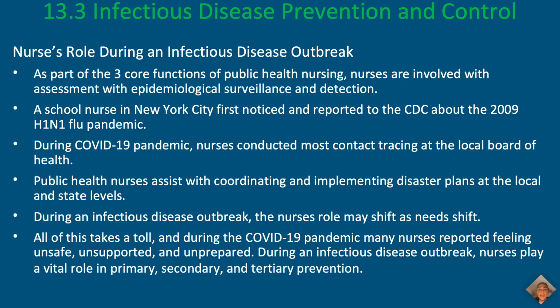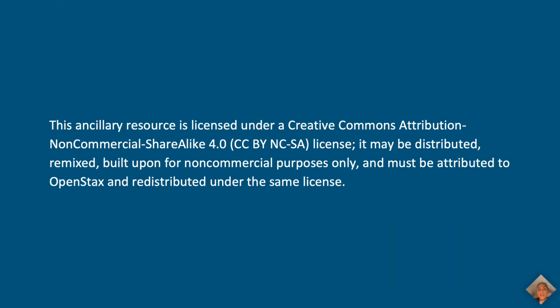And nurses have to be protected against these diseases that they're surveilling for, and if they feel unsupported and unprepared, that can cause some trauma. So thinking about their role in infectious disease, we have to be prepared and supported and have the resources we need, and we're really vital in primary, secondary, and tertiary prevention. Thank you.